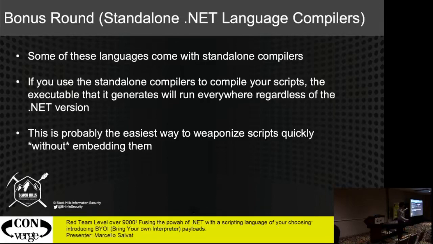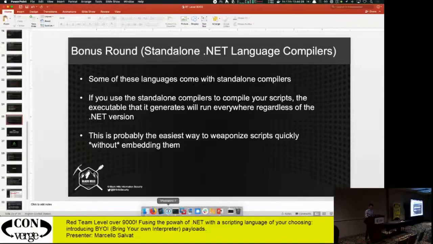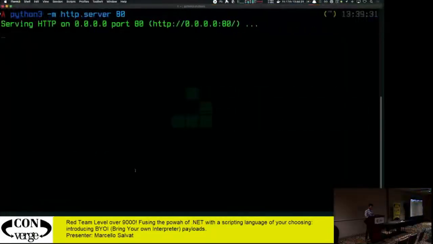So this is by far the easiest way to compile and run your .NET code. And okay, I'm going to demo this for you real quick. So if you don't want to embed stuff and just want to weaponize a real quick Boolang script that you wrote, this is the way to do it. This is probably the way to do it because you don't have to deal with the DLLs. You don't have to deal with embedding, with resolving the DLLs at runtime.